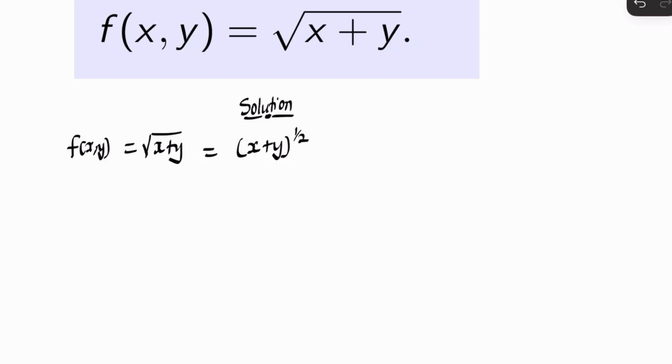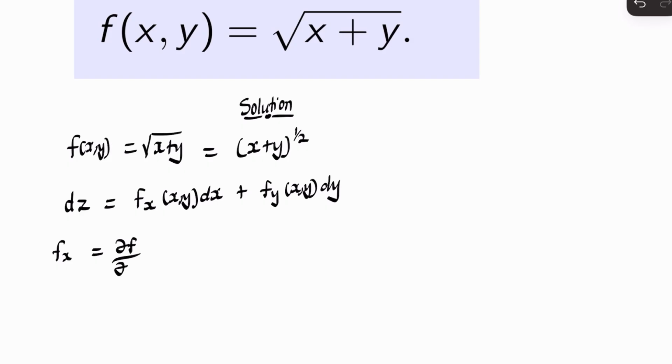Then to find the total differential, we use the formula dz is equal to partial of f with respect to x, multiplying dx, plus partial of f with respect to y multiplying dy. Let's compute partial of f with respect to x, which is equal to del f del x. So we need to differentiate this with respect to x, right? Here we are going to use the chain rule in addition to partial differentiation.